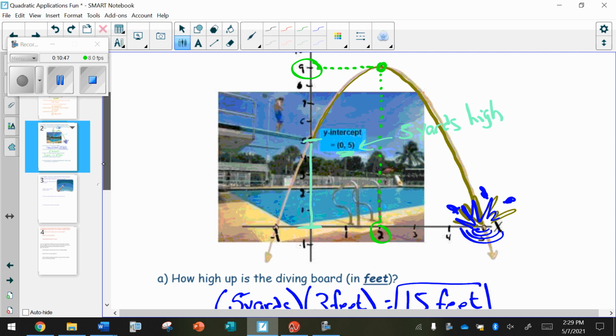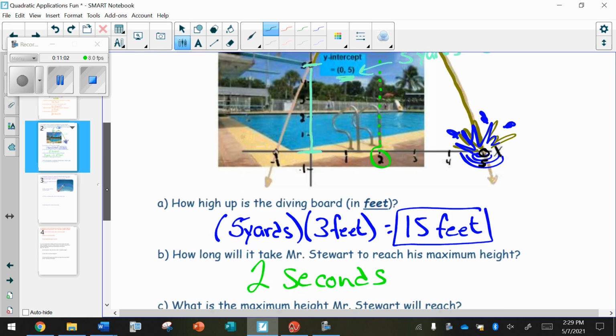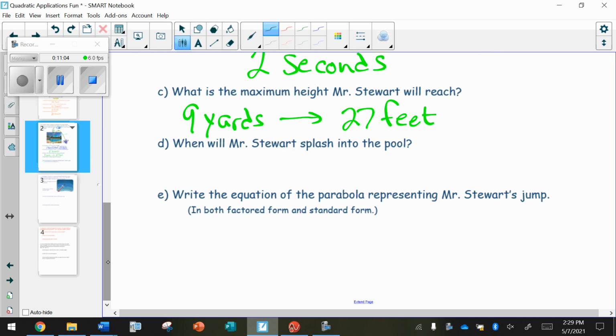When will Mr. Stewart splash into the pool? Well, I kind of covered up the time with my amazing drawing, but underneath all this is a 5 down here. So my point of impact with the water after being 27 feet in the air is 5 seconds. So it only took me 5 seconds to jump and then splash, sploosh.